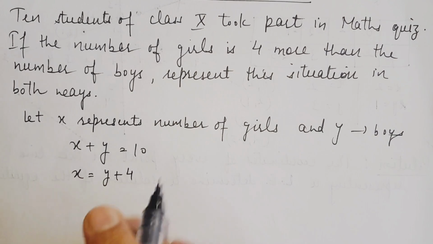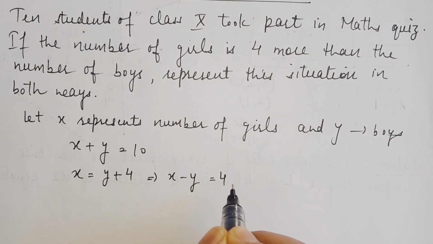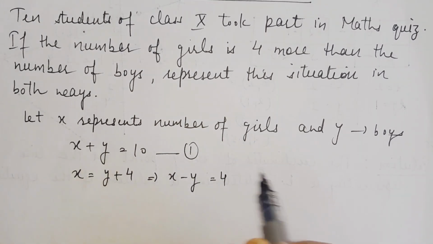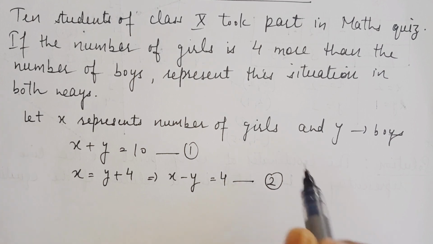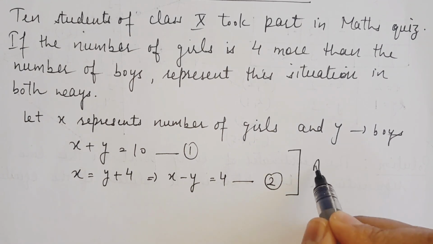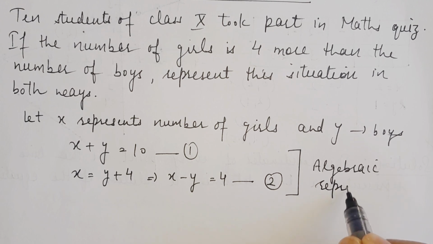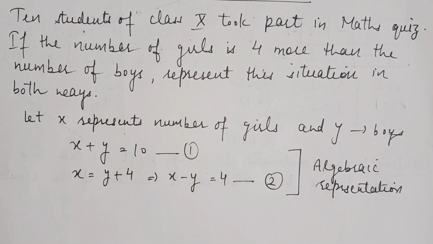We will convert this into the general form. We'll shift the variables to one side and the constants to the other side. So equation 1 is x plus y equals 10, and equation 2 we got is x minus y equals 4. This representation is called algebraic representation.